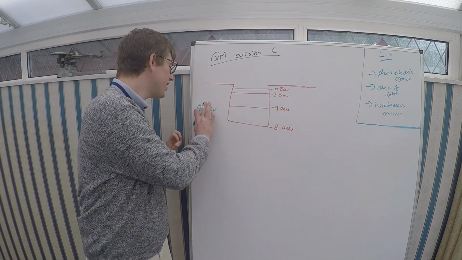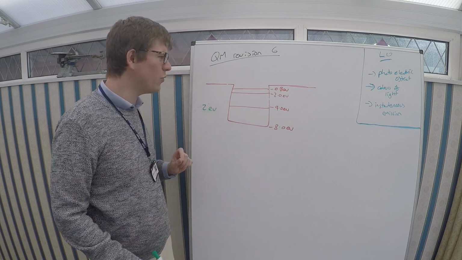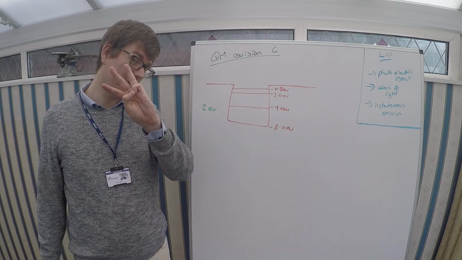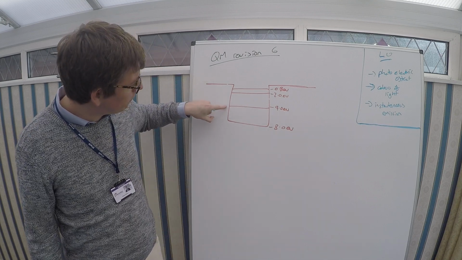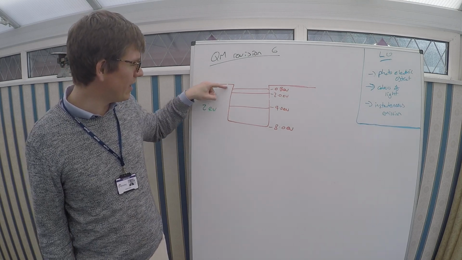Now, let's consider, on the other hand, what would happen if we hit this with something of 2 electron volts. Well, actually, 3 different things could happen. Firstly, the 4 one could go, that's exactly enough for me to jump up to the 2. So I'll take that and nip up here.